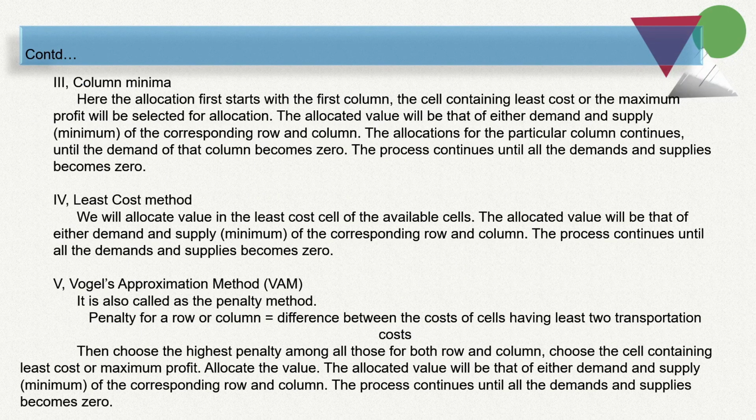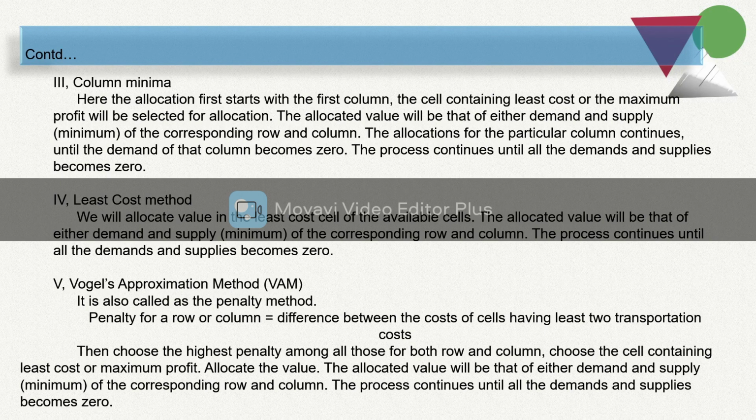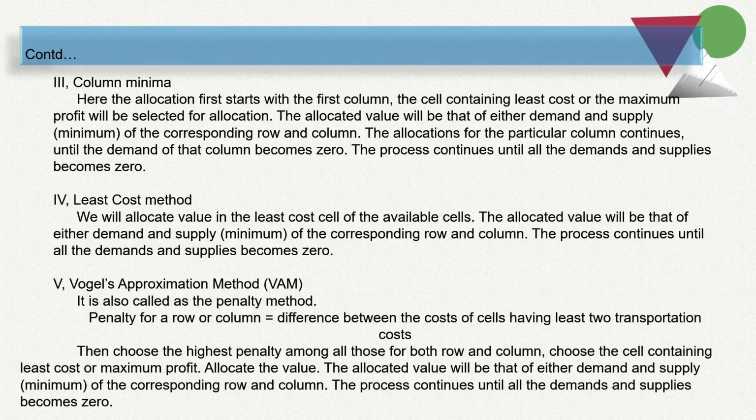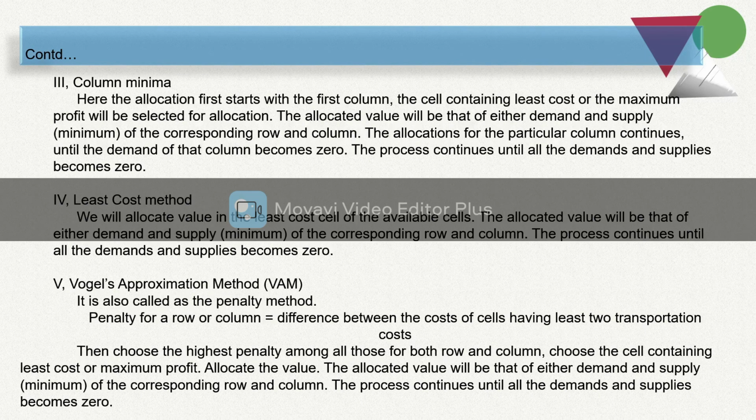Then moving to column minima. Here the allocation first starts with the first column. The cell containing least cost or the maximum profit will be selected for allocation. The allocated value will be that of either demand and supply, either of these, which is minimum of the corresponding row and column. The allocation for the particular column continues until the demand of that column becomes 0. The process continues until all the demands and supplies becomes 0.